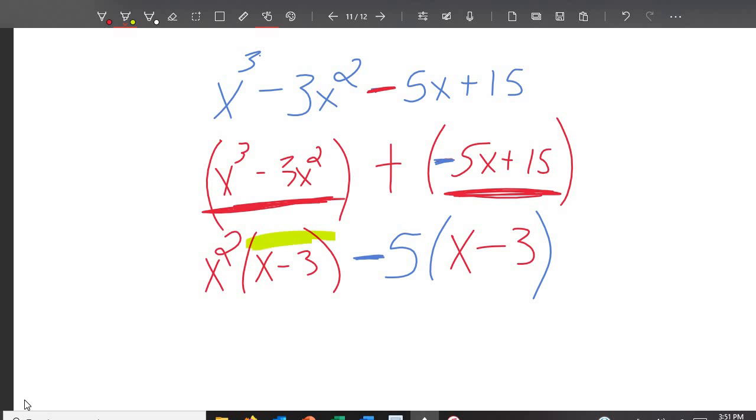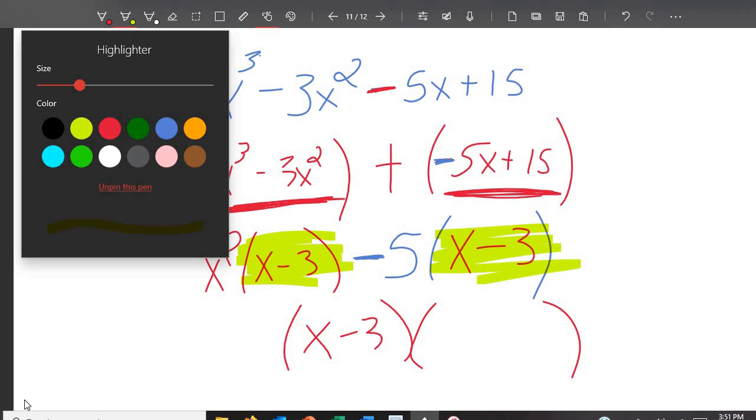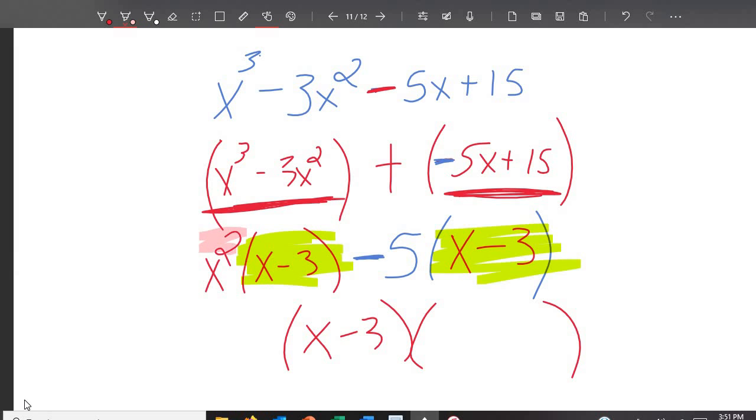Now, notice the x minus 3's match. That's my GCF. What goes in the second parentheses is the x squared and the minus 5.